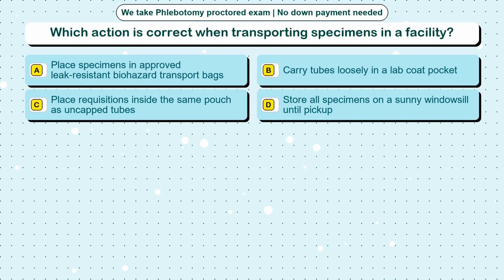Question 28. Which action is correct when transporting specimens in a facility? Option A, place specimens in approved leak-resistant biohazard transport bags. Option B, carry tubes loosely in a lab coat pocket. Option C, place requisitions inside the same pouch as uncapped tubes. Option D, store all specimens on a sunny windowsill until pickup.